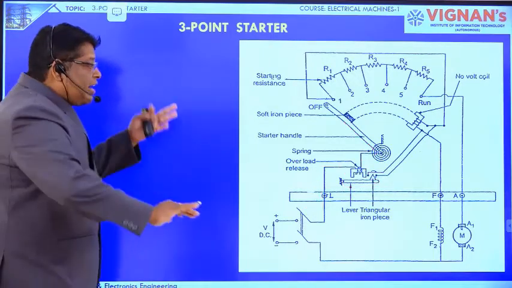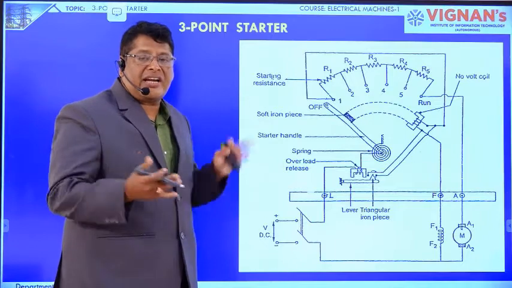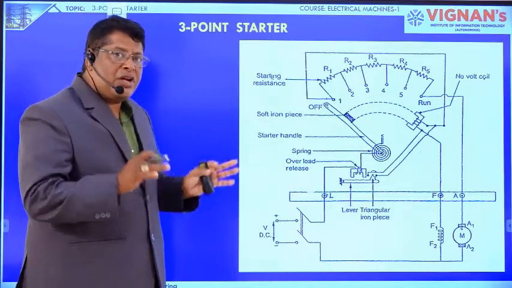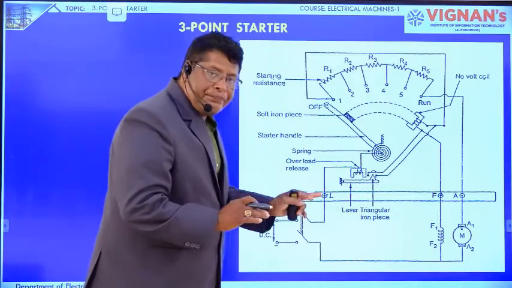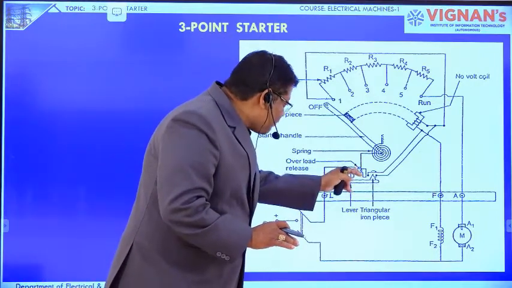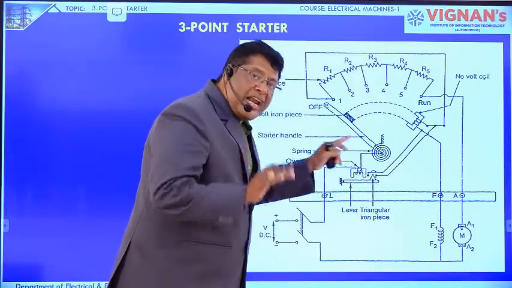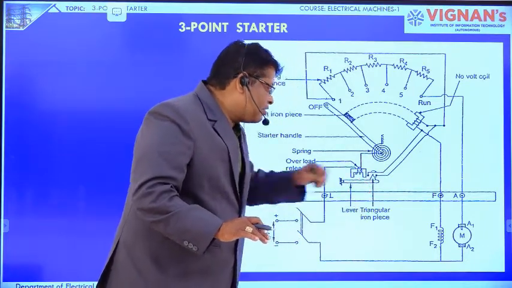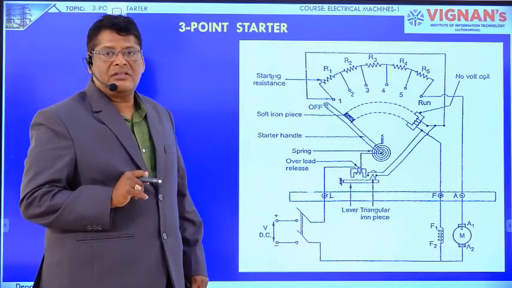Current less than the rated value. Here we have taken the rated current as 20 amperes. As long as the current is less than the rated value, there is a balance between the magnetic force coming from this magnet and the gravitational force on this triangular iron piece. It does not move.